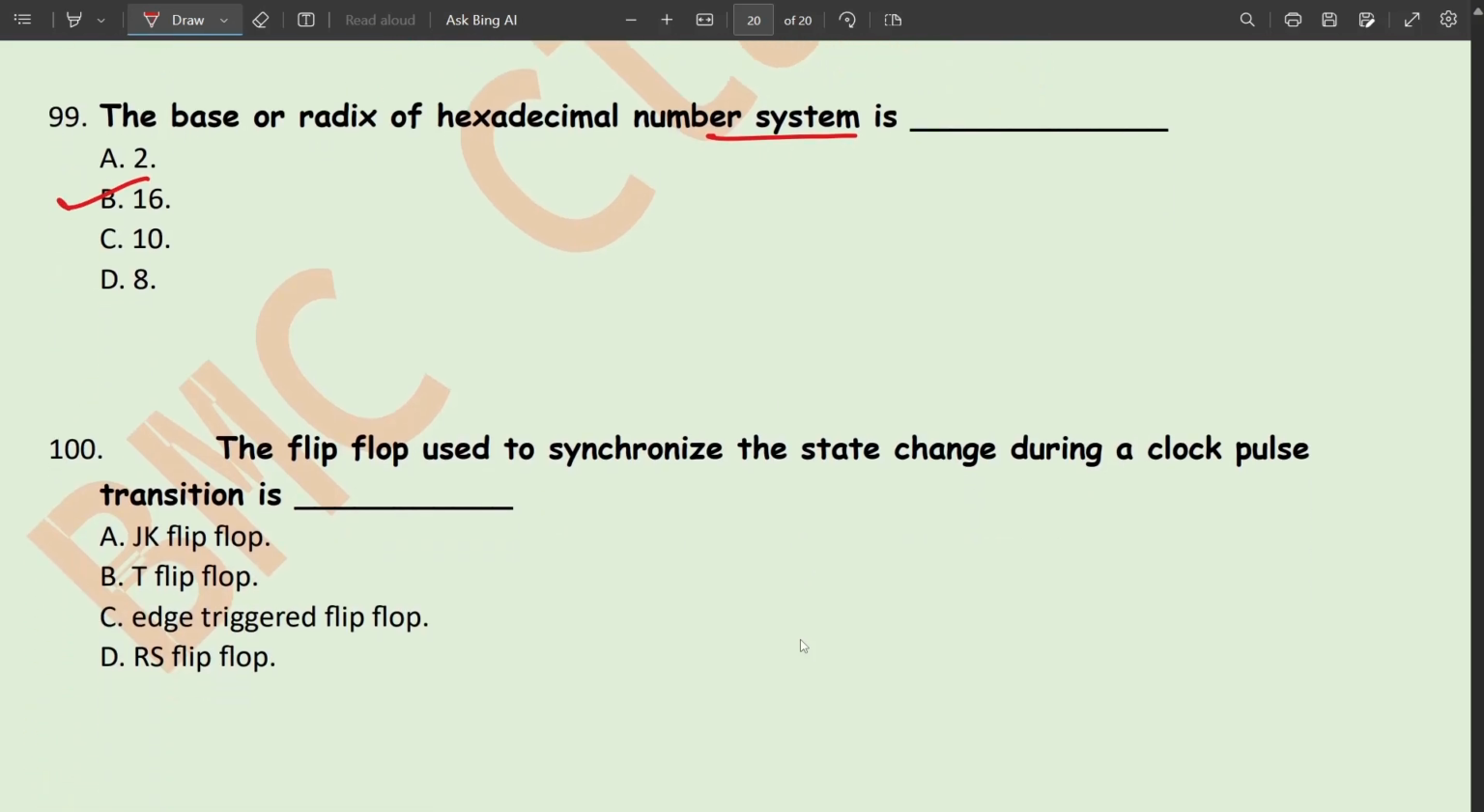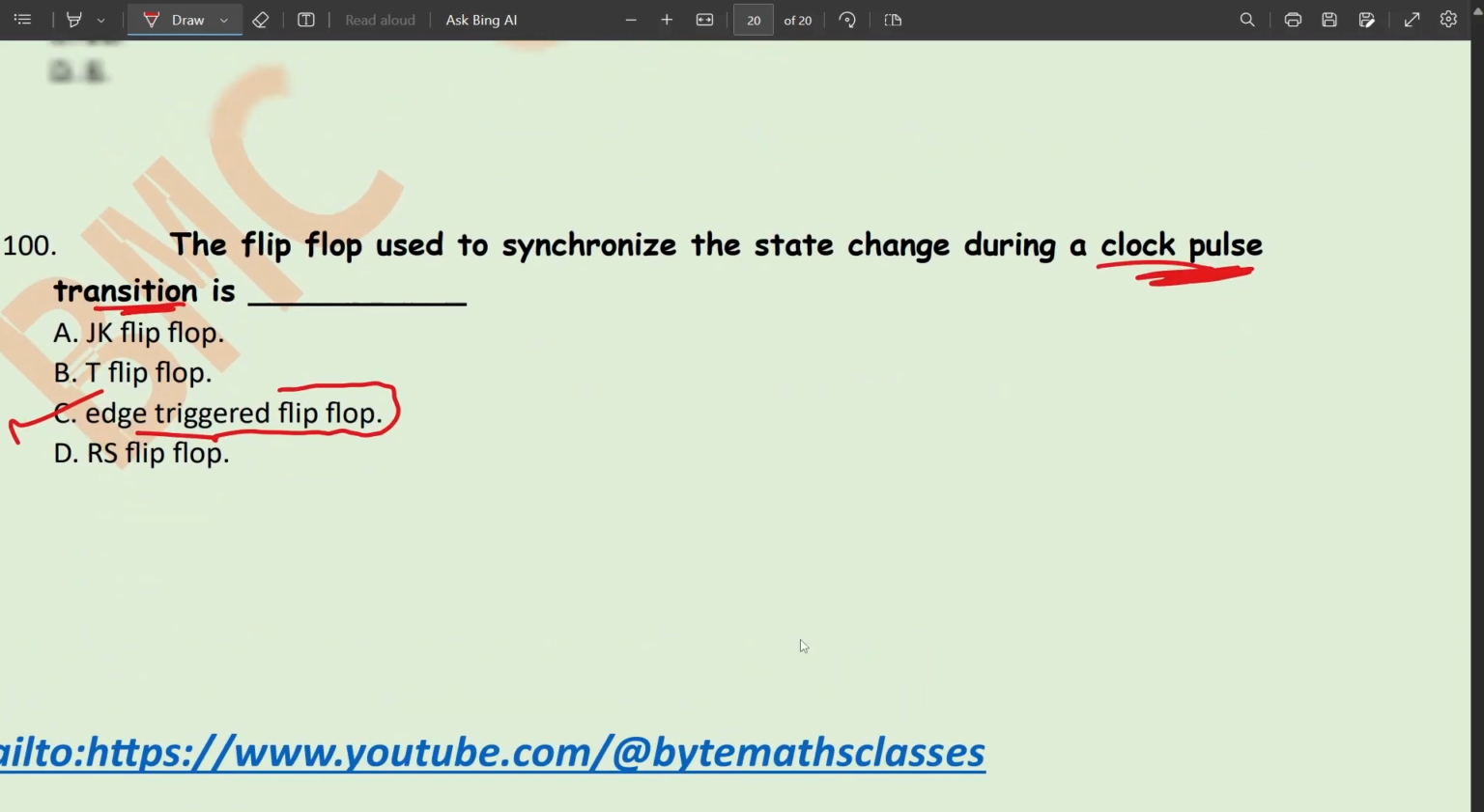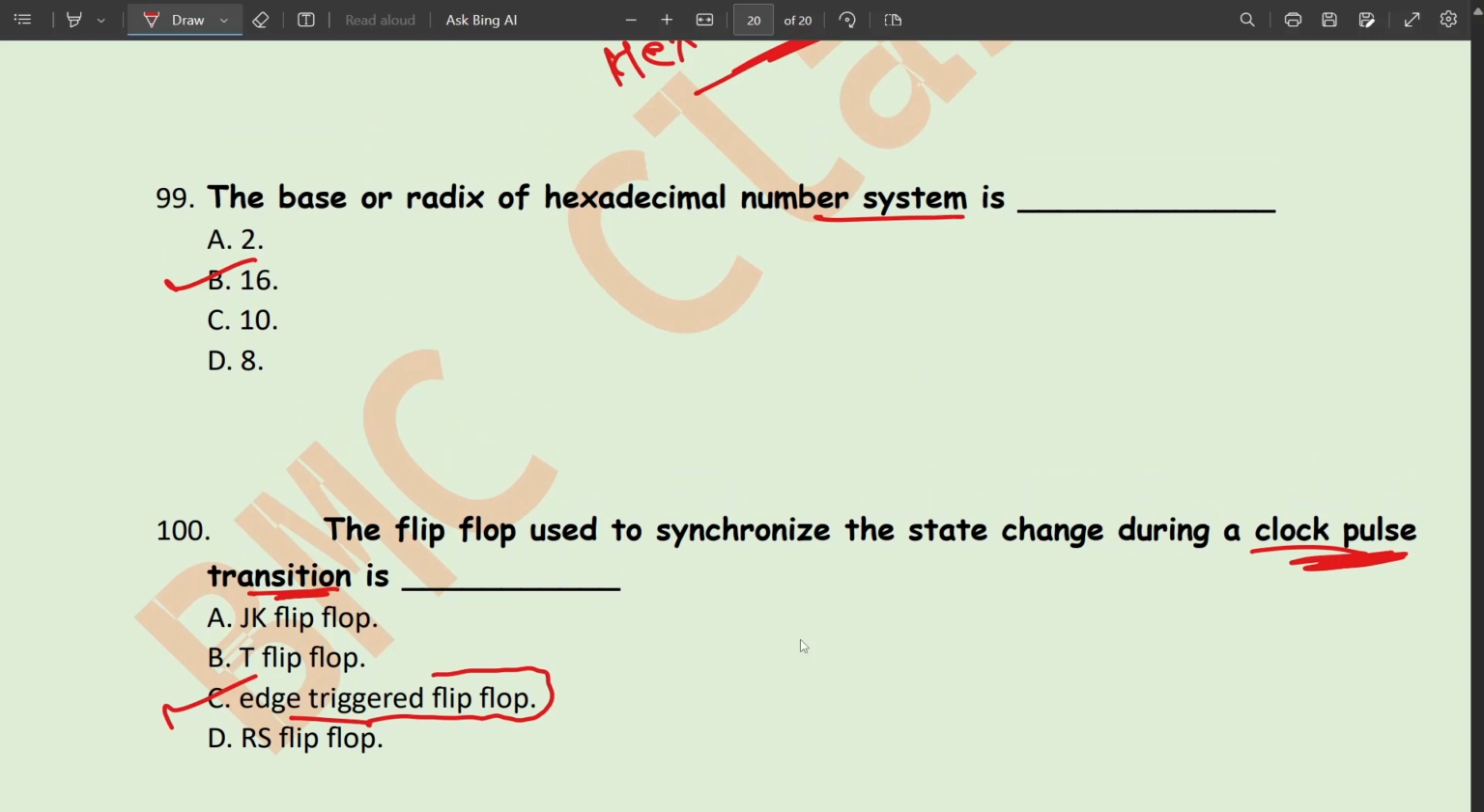Next, the flip-flop used to synchronize the state change during a clock pulse transition is edge triggered flip-flop. Option number C is correct. Okay, so here 100 questions we have completed.